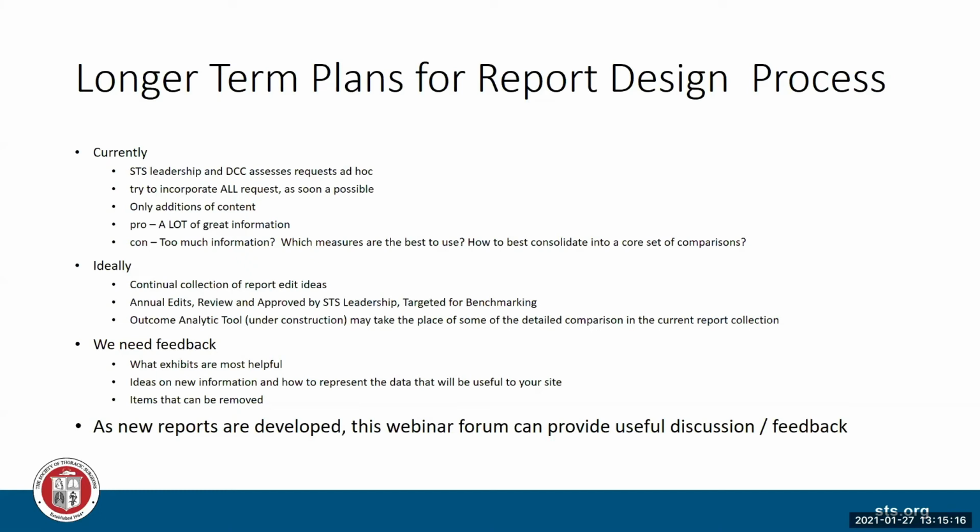So the benefit of this is we have a lot of information in the reports, and like I said, every time we get a request and a different kind of view of the information, we're happy to try to accommodate this. But I wonder sometimes, is this too much information? What measures are the best to use? Are there ways we can consolidate this into a core set of comparisons?